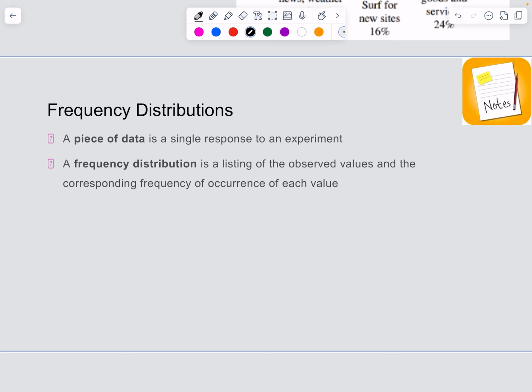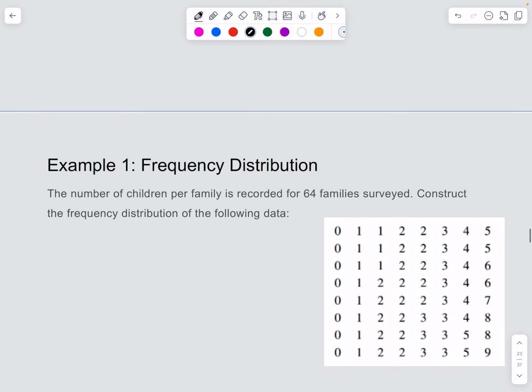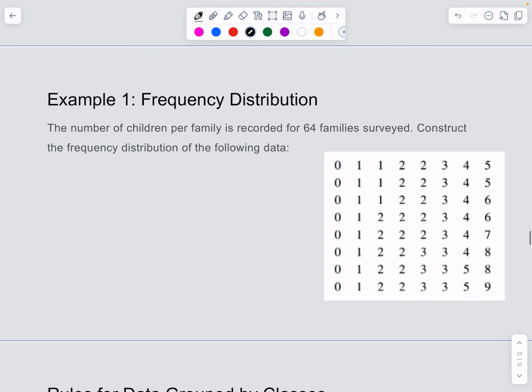Every piece of information you get is a data point, and if you keep track of the data, a frequency distribution usually is just like a tally chart. Like, I'm going to spin this spinner and it's going to land on red, blue, yellow, or green, and every time it lands on one, I'm going to keep track of how many times it lands on red and how many times it lands on yellow. That's our frequency distribution.